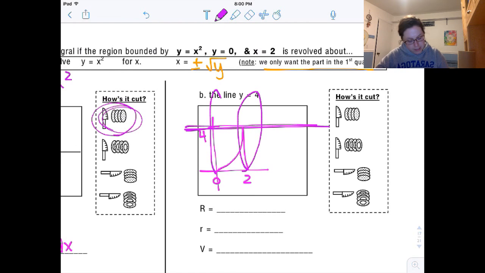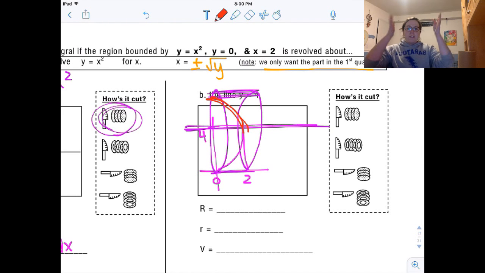This is going to look like that. So this will be sort of like a cylinder on the outside. The inside would be like that. So it's going to look like a cylinder that's scooped out in the middle, right? Scooped out. So now let's think outer radius, inner radius.